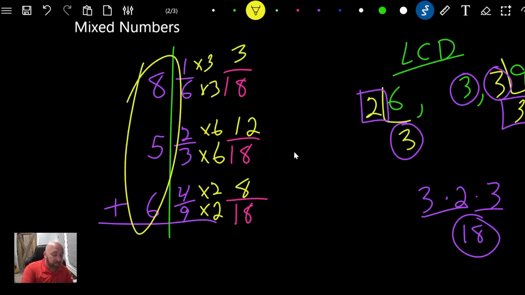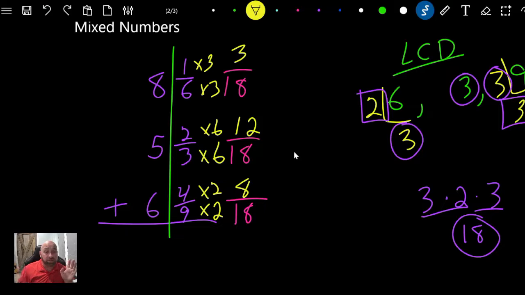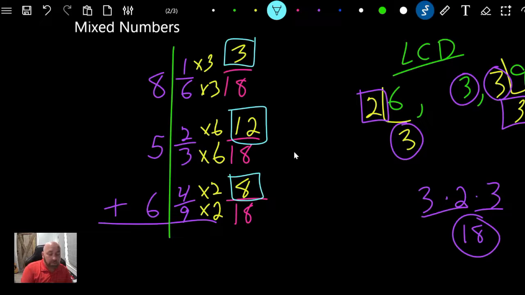Again, look, I haven't even touched this side yet. We're leaving it alone. We don't have to. We're just dealing with these fractions. So now let's go ahead and add these numerators together. You can add in any order. I don't know how you add, but I like to find groupings of 10. So if I add the 8 and the 12 together, that gives me 20. And then I add the 3 to it, that gives me 23 over 18.